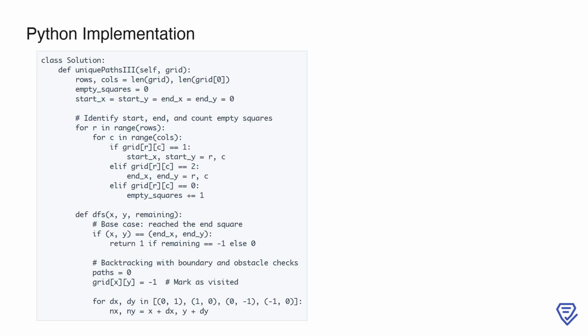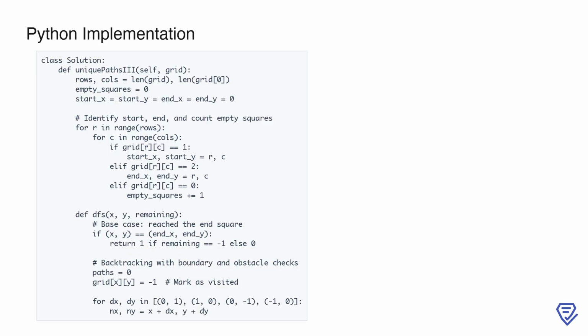Next, we iterate through the grid using nested loops. If we encounter a 1, it marks the starting square, so we capture its coordinates. A 2 indicates the ending square, and we store those coordinates as well. For 0, we increment the empty_squares counter since these are squares we need to traverse.